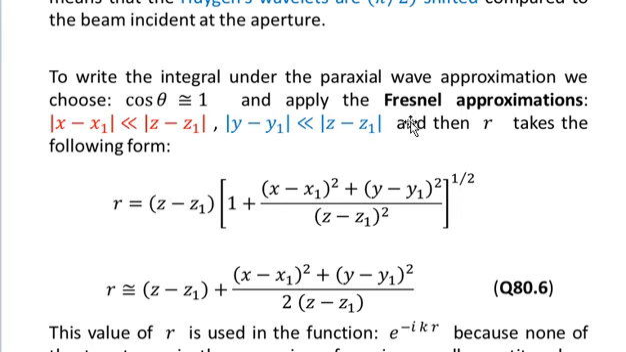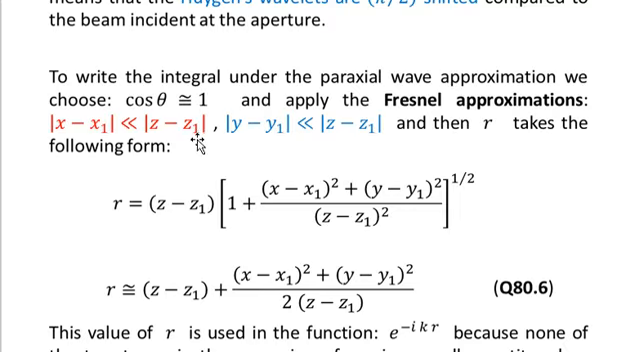And in addition to that, we are applying the Fresnel approximations. The Fresnel approximations are given in red and blue. That is, the absolute value of x minus x1 is much less than z minus z1, and also the absolute value of y minus y1 is much less than z minus z1, which means that the dimensions of the area that we are considering on the input plane and the output plane are much smaller in comparison with the separation between the two planes.